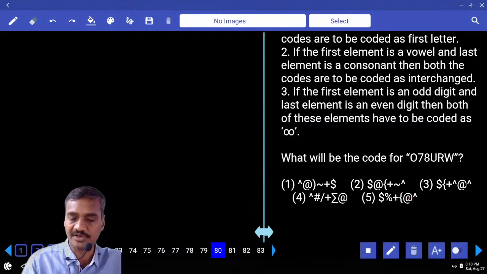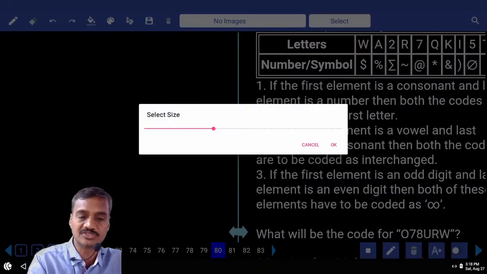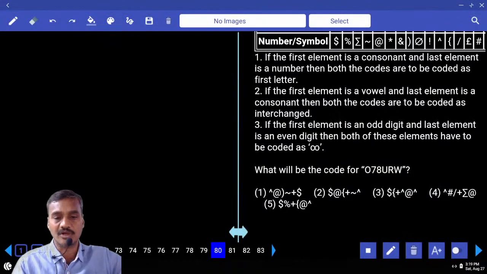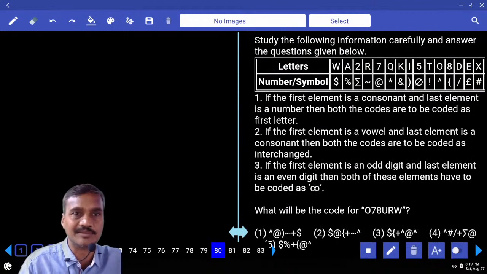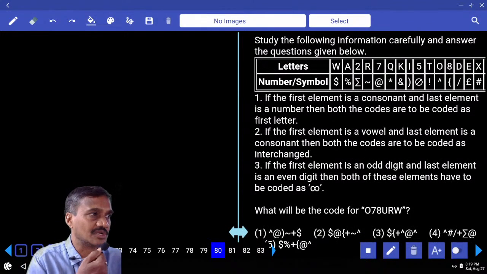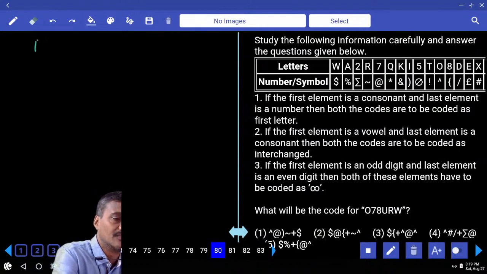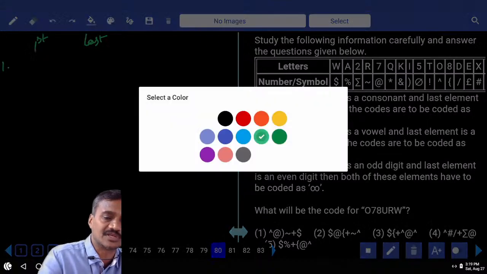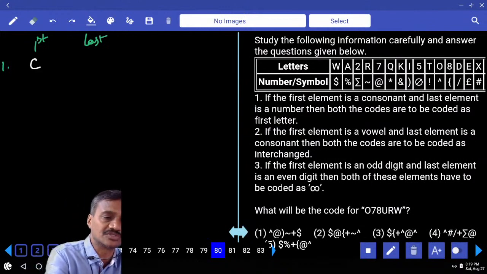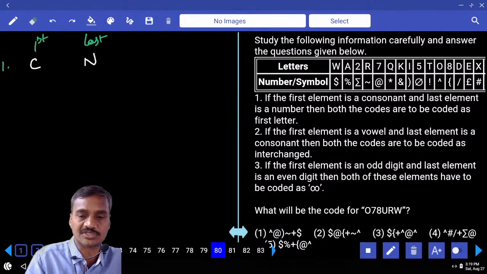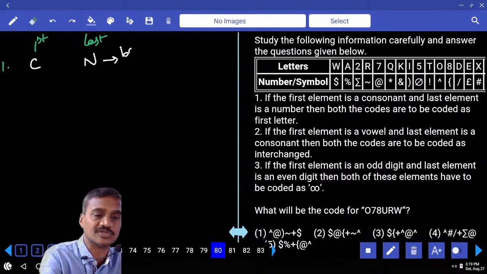Then coming to question number 80 onwards. Now, it is based on condition-based coding and decoding. Now, how many conditions we have? Only 3 conditions. Now, in all the 3 conditions, he is comparing between first and the last element. Now in condition number 1, tell me what is the answer we have for condition number 1. First element is constant, last element is a number. Then both are to be coded as the first letter. Both as first letter.